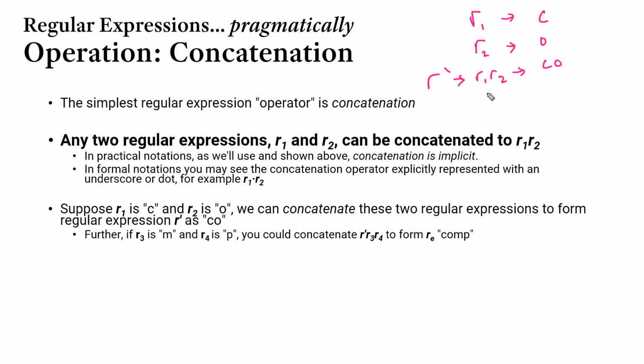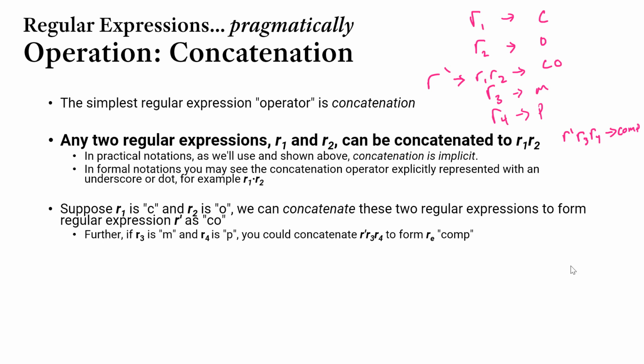And then if we had some other regular expressions like R3 is M and R4 is P, we can imagine that R prime concatenated with R3 concatenated with R4 is this regular expression COMP, right? C followed by O followed by M followed by P. Hopefully this doesn't feel too mind-blowing. But what we're saying here is we can join two regular expressions together. These all just happen to be very simple regular expressions.